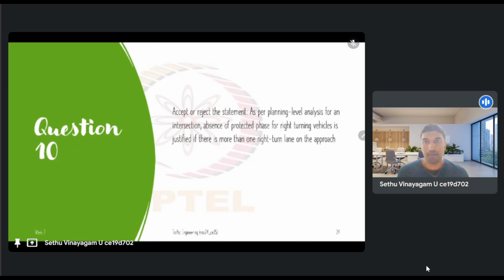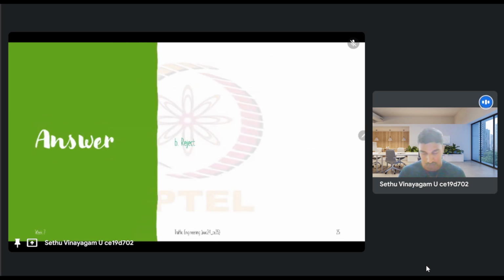Okay, question number 10, the final one for this week. So you have to accept or reject the given statement. The statement is, as per the planning level analysis for an intersection, the absence of a protected phase for right turning vehicles is justified if there is more than one right turn lane on the approach. Okay, so we have to either accept or reject it. So the answer is we reject this statement.